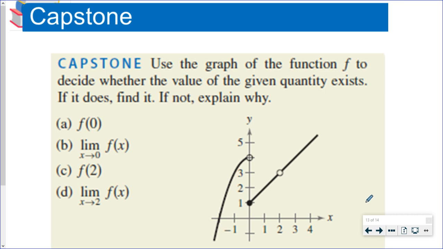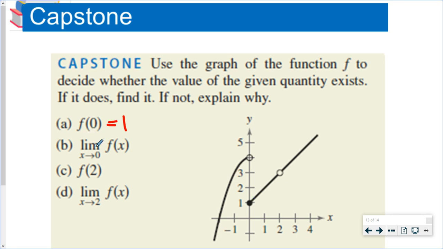Okay, so we're just going to look at this real quick and then we'll be done. So here's a graph. It says use this graph of the function f to decide whether the value of the given quantity exists. If it does, find it. If not, explain why. Okay, so f of 0 is just a function value. When x is equal to 0, what is my y? 1, because the closed circle here is included right there.